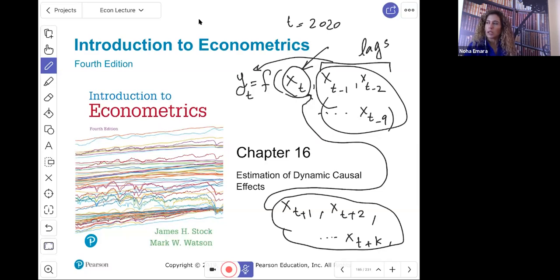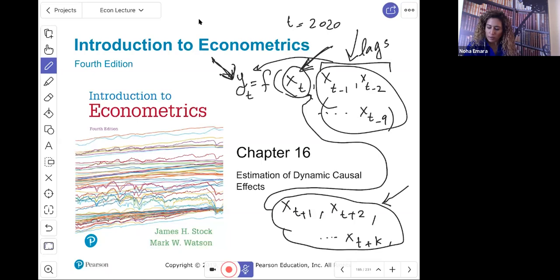Let's say I want to see how the Canadian exports are affected by the economic conditions in the US. In other words, let's take GDP in the US and see how today's GDP is affecting the Canadian exports. How the past values of the US GDP are affecting the Canadian exports. How the future values of the US GDP are affecting the Canadian exports. And I might find statistically significant effects and I might find insignificant effects. These are all open to the analysis.